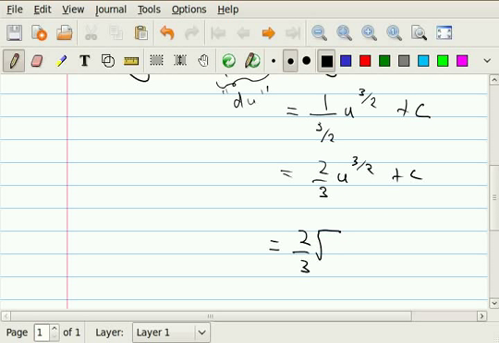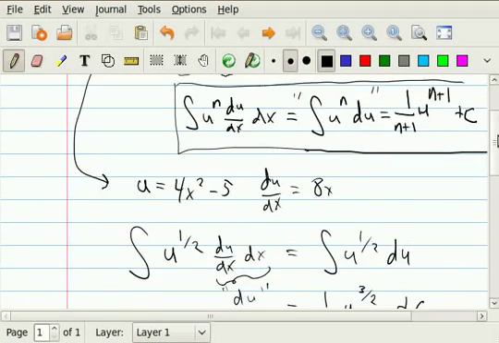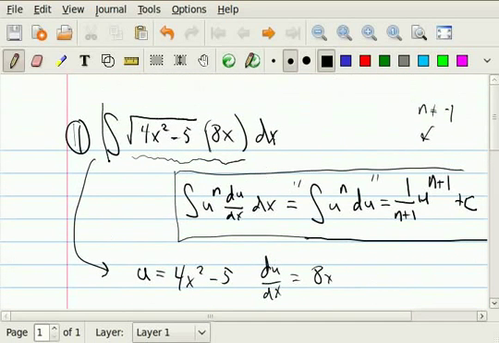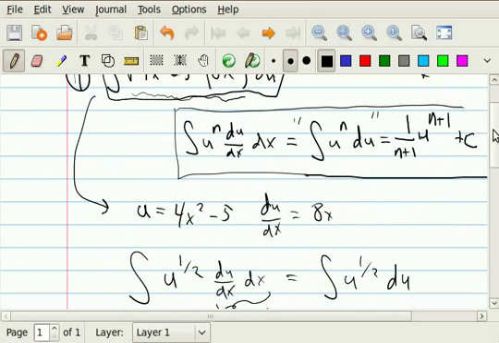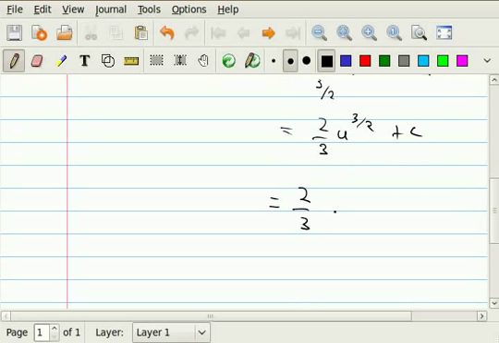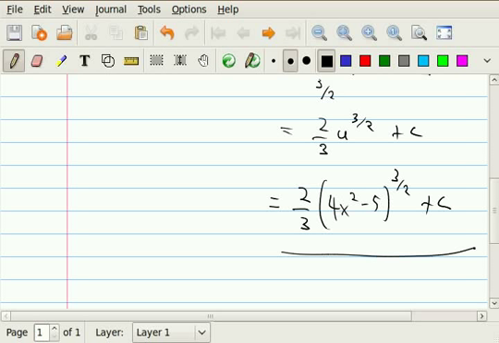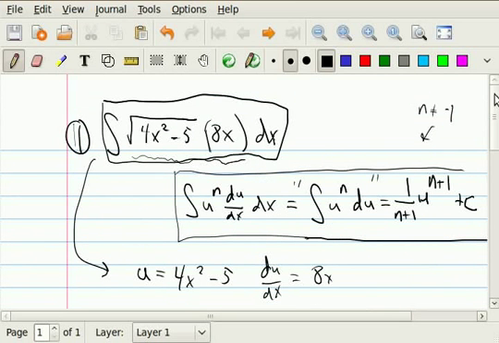You see this substitution we made was only so we could get the rule to work. The problem itself never mentioned u. This whole thing here is the problem. So u is something we invented ourselves to make an opportunity to use a new rule. So I have to remember what u was. u was 4x squared minus 5. So my final answer is 2/3 times 4x squared minus 5 to the power 3/2 plus c. Okay. So that's the indefinite integral of what we started with.